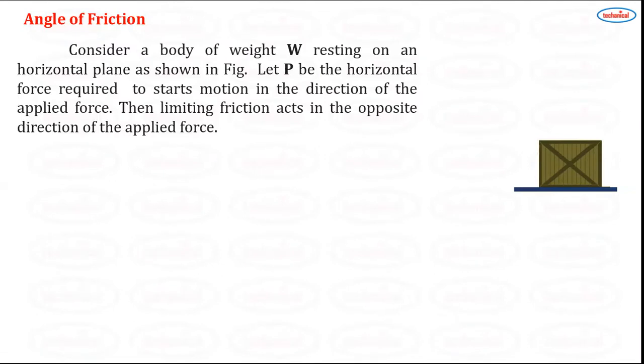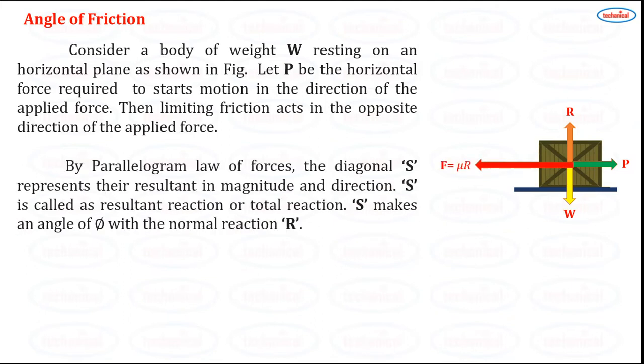Angle of friction. Consider a body of weight W resting on a horizontal plane as shown in figure. Let P be the horizontal force required to start motion in the direction of the applied force. Then, limiting friction acts in the opposite direction of the applied force. By parallelogram law of forces, the diagonal S represents their resultant in magnitude and direction. S is called as resultant reaction or total reaction.